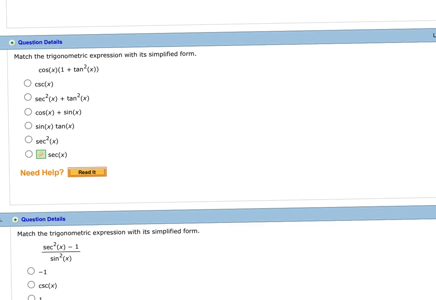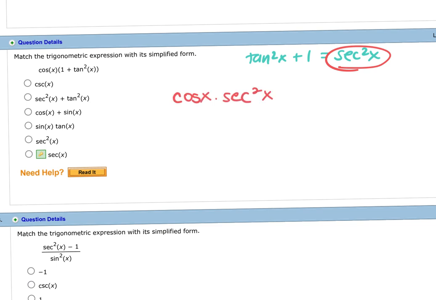All right, so this one said cosine times 1 plus tangent squared. 1 plus tangent squared was in your Pythagorean identities. 1 plus tangent squared equals secant squared. So if I rewrite that as cosine of x times secant squared of x, and secant is 1 over cosine, this would be cosine x times 1 over cosine squared x.